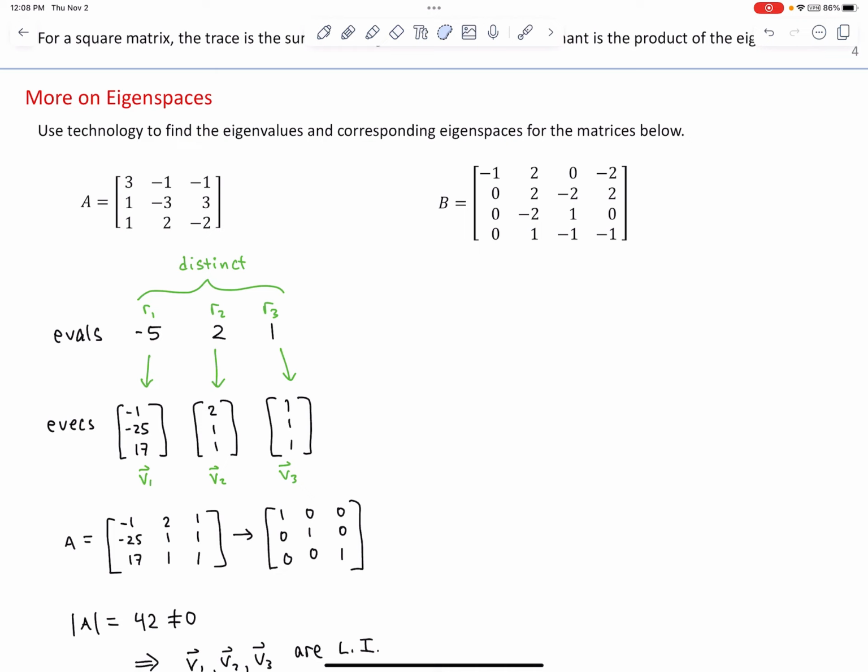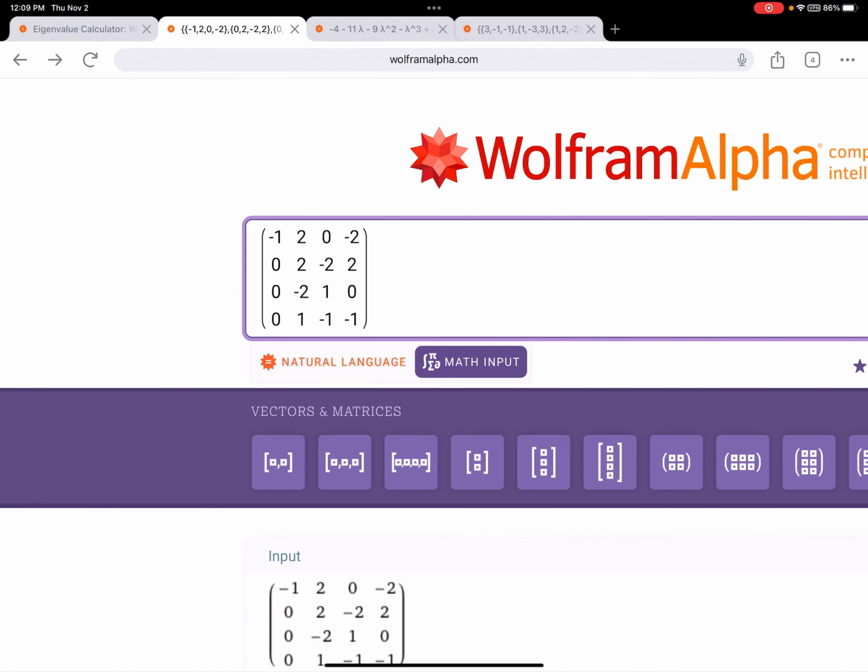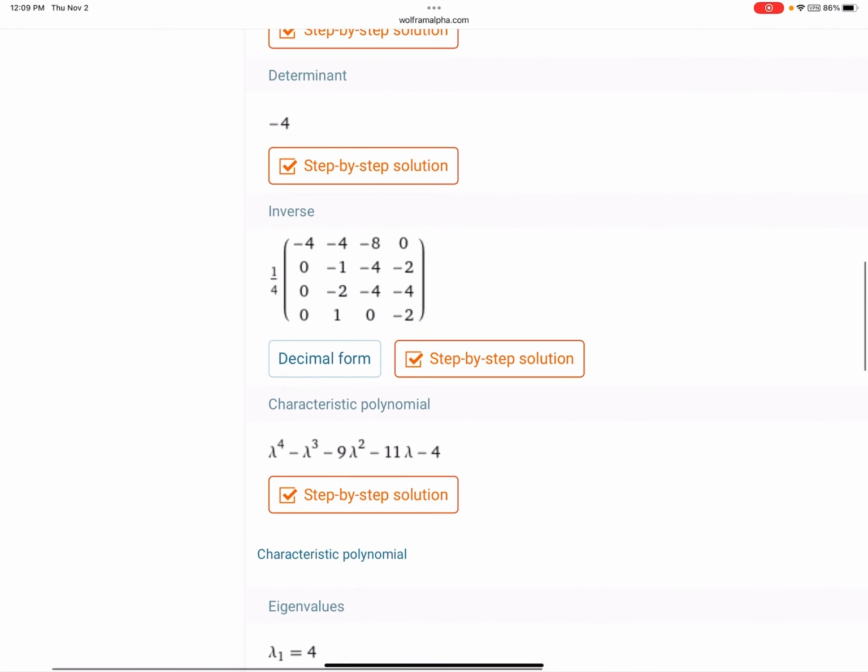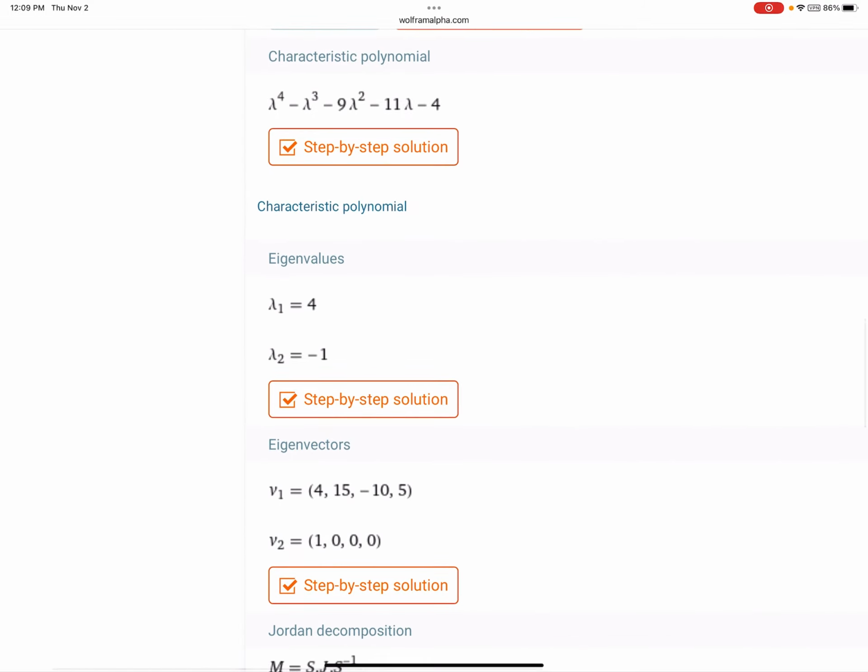I'll use our Wolfram eigenvalue calculator and input this 4 by 4 matrix. Once you've inputted the matrix correctly and you hit go and scroll down to where I can see the characteristic polynomial, the eigenvalues and eigenvectors. Now notice this only gives us two eigenvalues. This suggests that we have some multiplicities that are more than one in this case. The two distinct eigenvalues are 4 and -1, but what are their multiplicities?